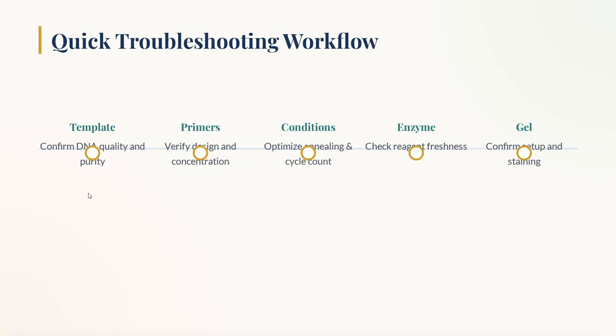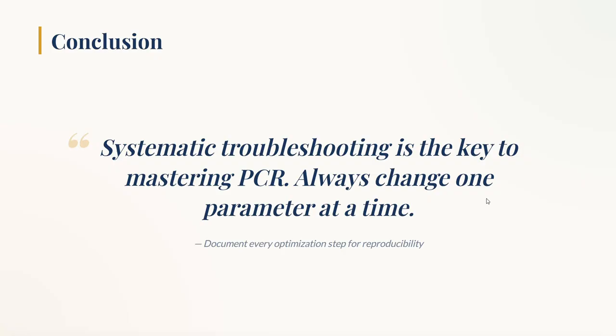With a quick troubleshooting workflow we have here: template, confirm the quality and purity of the DNA. First thing to be doubted. Second thing to be doubted is primer. Verify the design and the concentration. Next thing is optimizing your annealing temperature and your cycle count. Next is checking the reagents. Is your reagent degraded or not? You need to check all the enzymes, right? And the final one is gel. Confirm the setup, the stains, the percentage of gel, all those things need to be checked whether it is up to the mark or not, right?